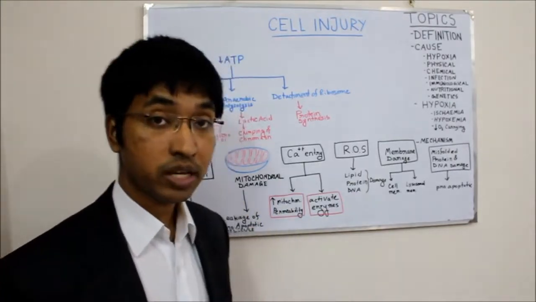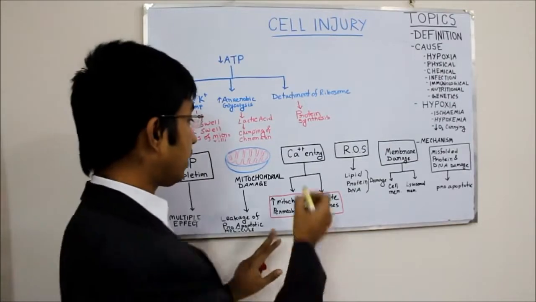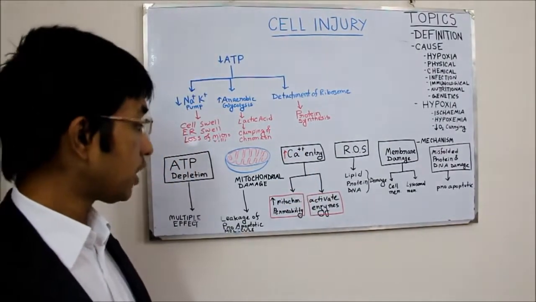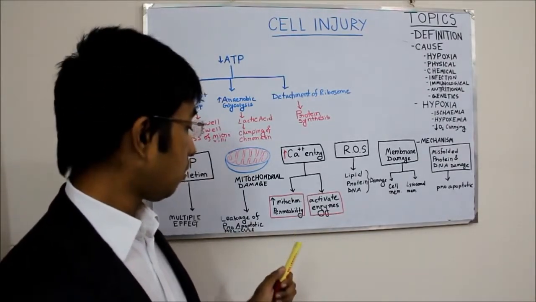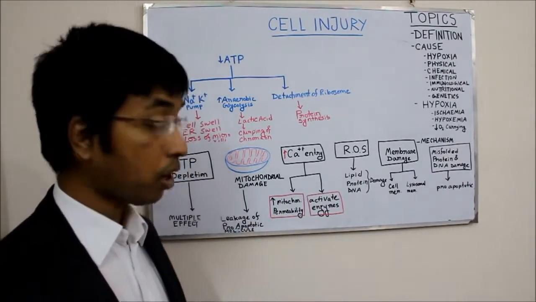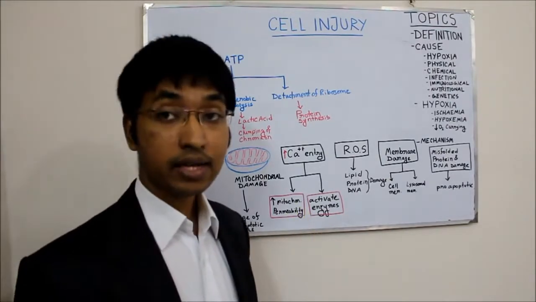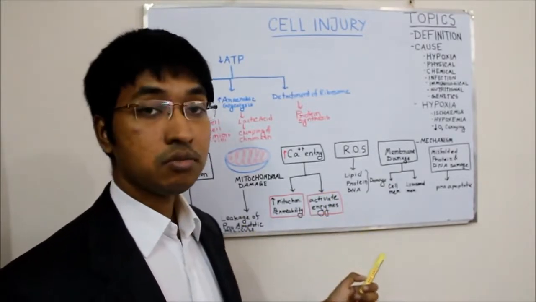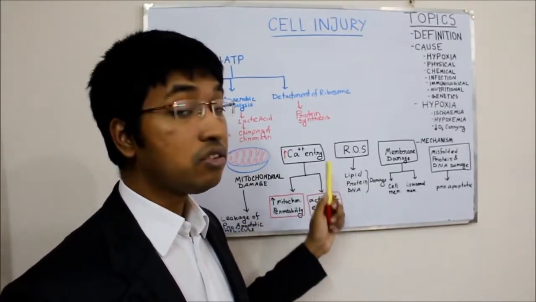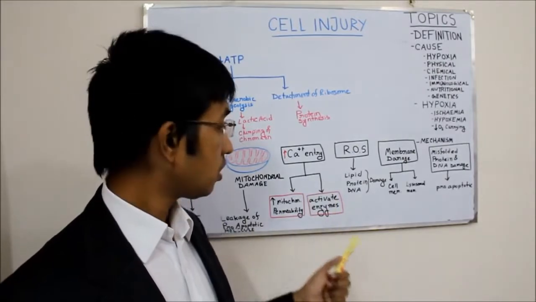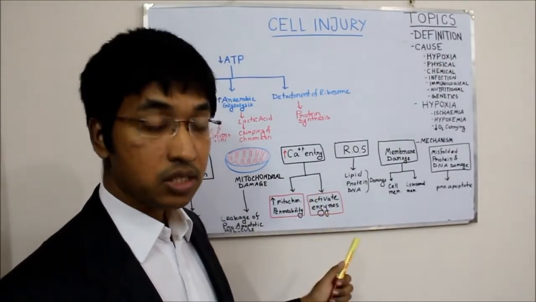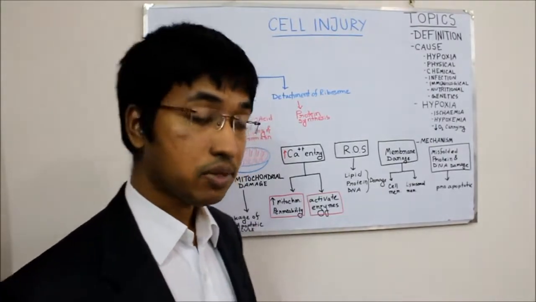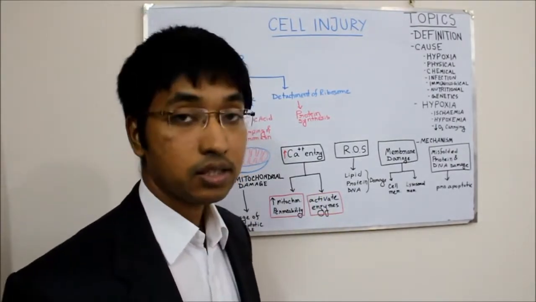Another mechanism of cell injury is where we are having increased calcium entry, and that will have a lot of effects by increasing mitochondrial permeability as well as by activating certain enzymes. Another mechanism of cell injury is the reactive oxygen species. They can damage lipid, protein and DNA and cause cell injury by damaging these lipid, protein and DNA.